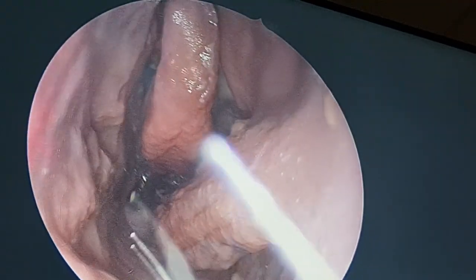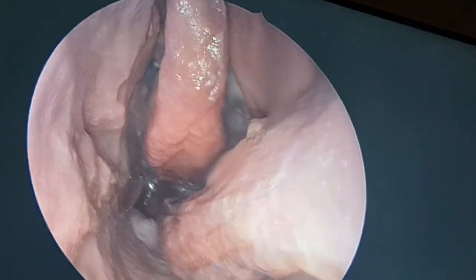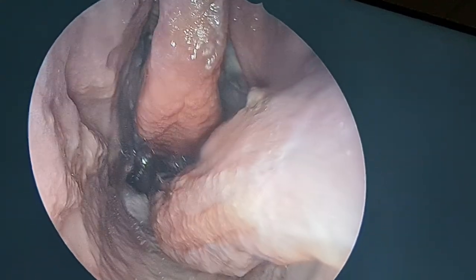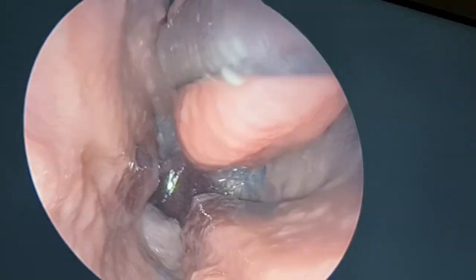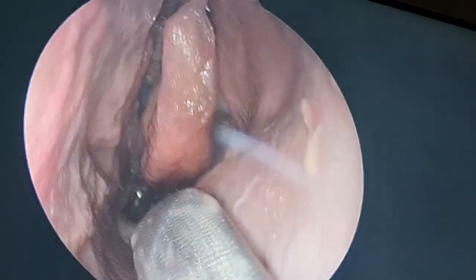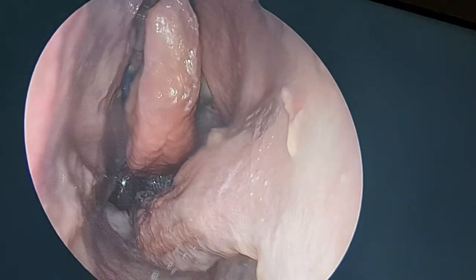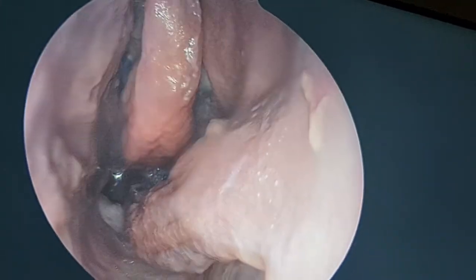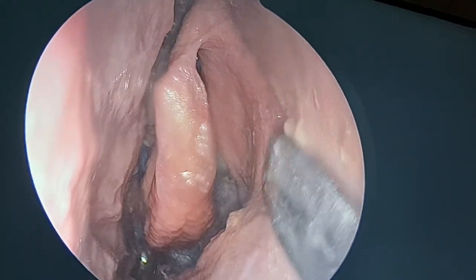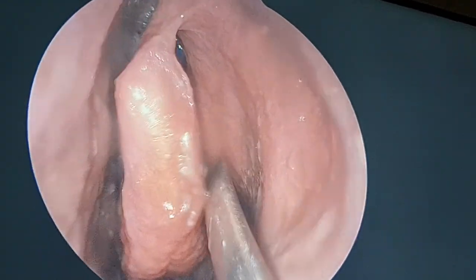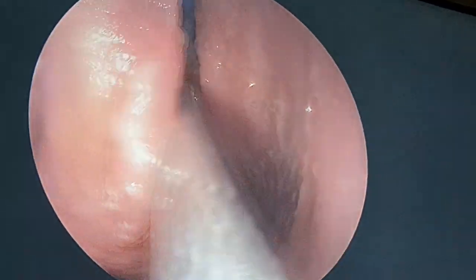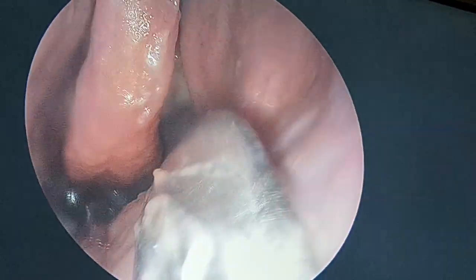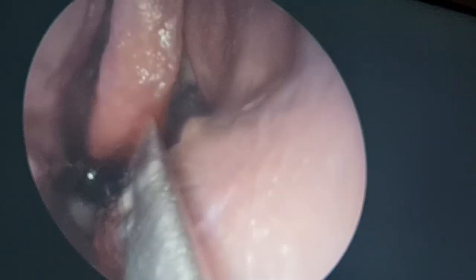This is the left side. What you see is what you need to see in the anatomy. On the left side is the straight nasal septum. You can see the most important area for the endoscopic surgeon is the lateral wall. The lateral wall has so many protuberances, eminences, prominences and depressions which are important to know, to understand, and then dissect.